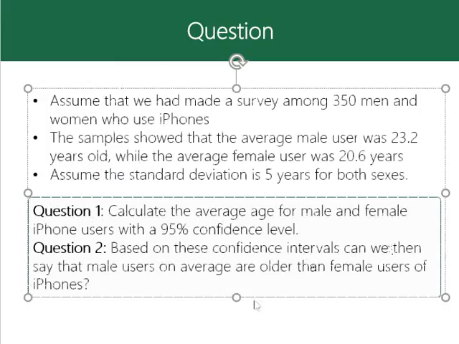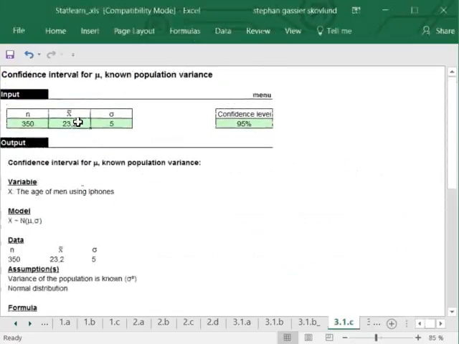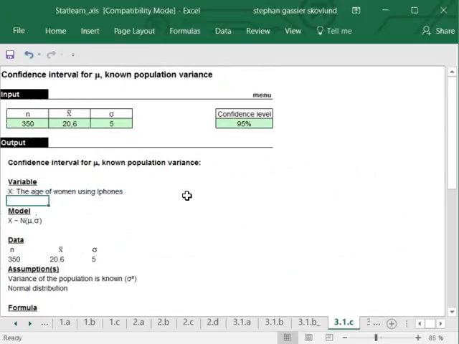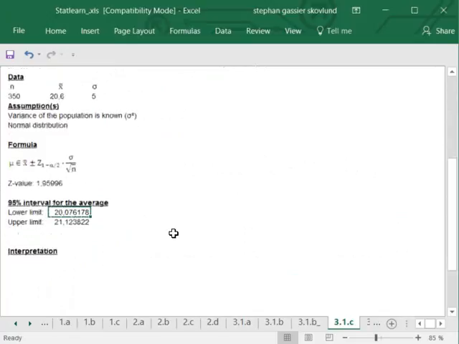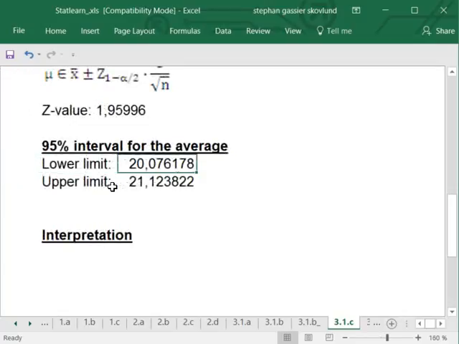So now we are going back to the StatLearn program, and we're just gonna change it so it's the women now. That was 20.6. And we make sure that we redefine the variable to be women. And now we see that the interval, of course, has changed because the average has changed. And this gives us the following interval. There is a 95% probability that the average age of women is between 20.1 years and 21.1 years. So that is the interval for women.